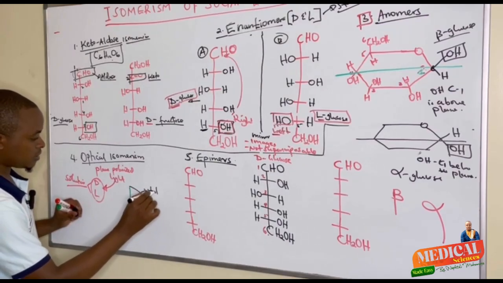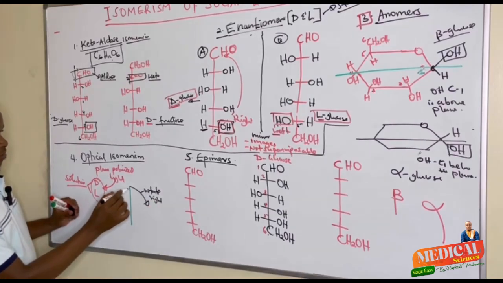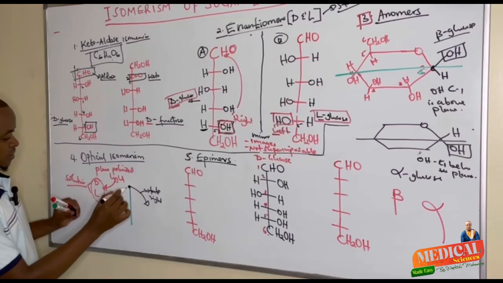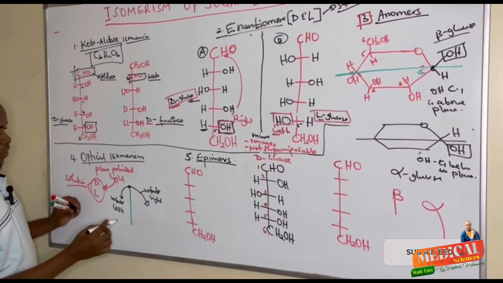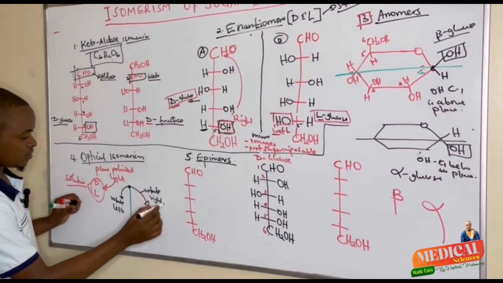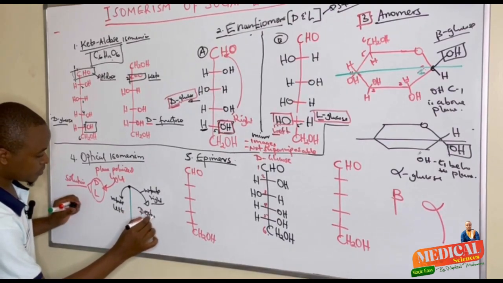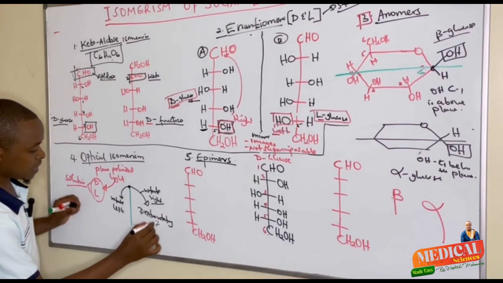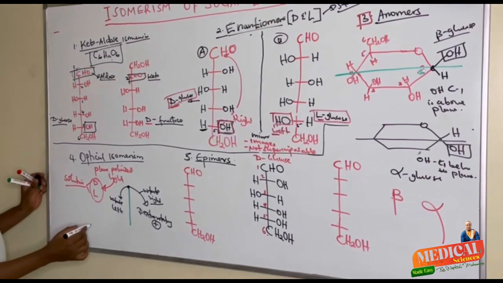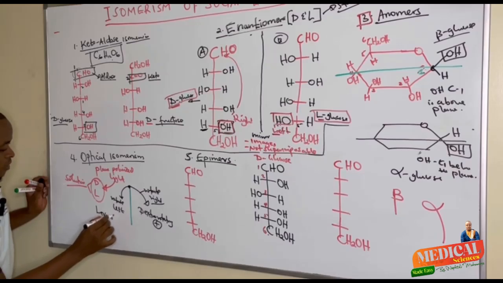rotate in the clockwise direction, they rotate on the right, and other molecules, if this is the starting point, rotate on the left. Those that rotate on the right we call dextrorotatory, and they are always denoted by a positive sign. And those that rotate on the left are known as levorotatory.